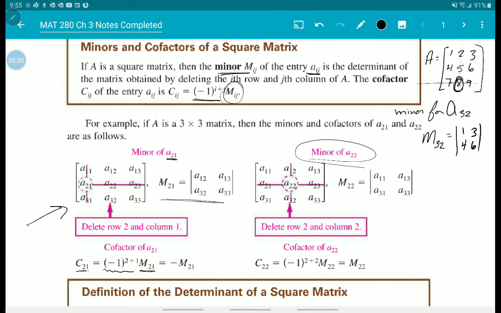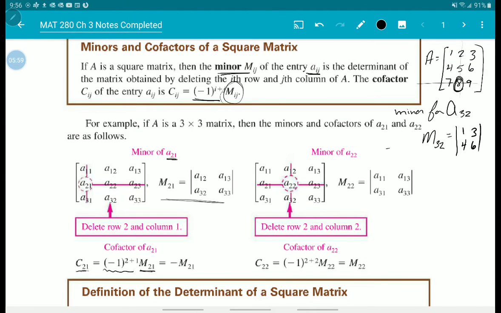If we go to the minor of A22, same kind of concept. We have negative 1 to some power. This is in the A22, second row, second column. So it's going to be negative 1 to the 2 plus 2. Well, 2 plus 2 is 4. Negative 1 to the fourth is a positive, so it's just going to be M22.